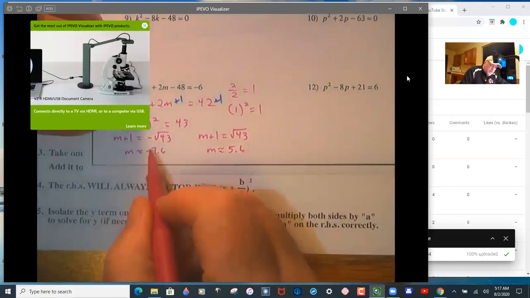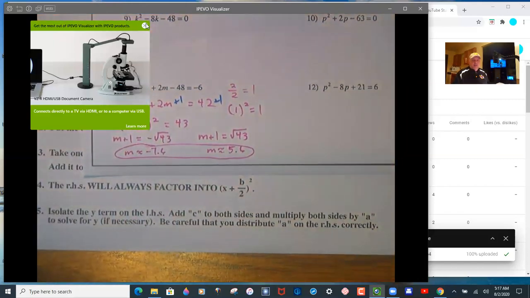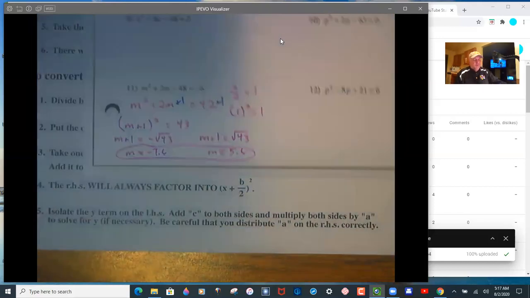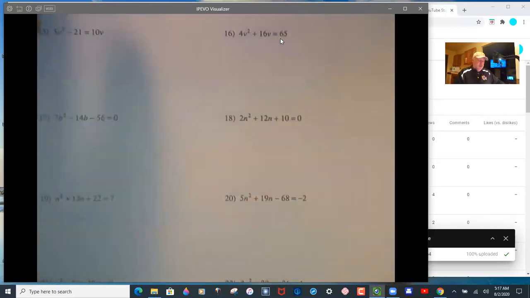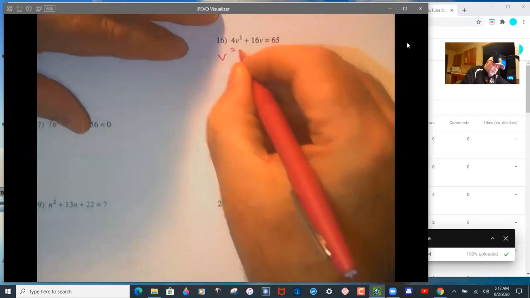So here's one that doesn't work out very well, because that number on the right is not a nice square root. That can happen. Now a couple where the coefficient on the squared term is not 1. Problem 16 is a good problem to look at. So the first thing, notice the 65 is already to the right. So we're ready to divide by 4.